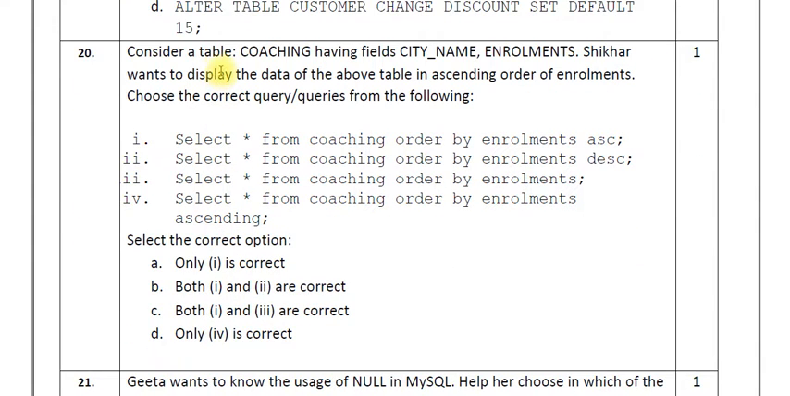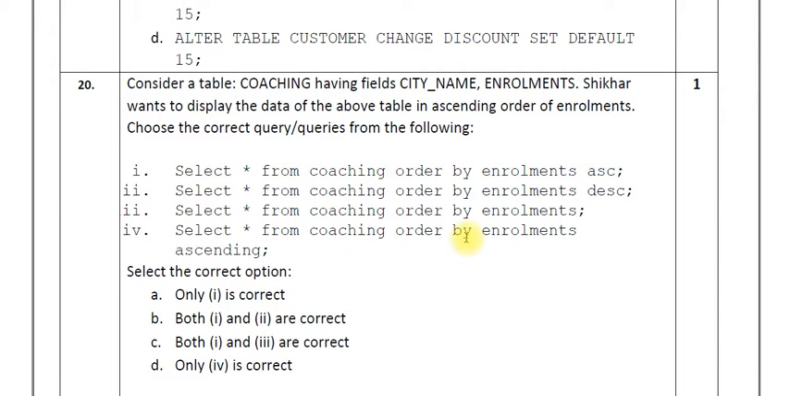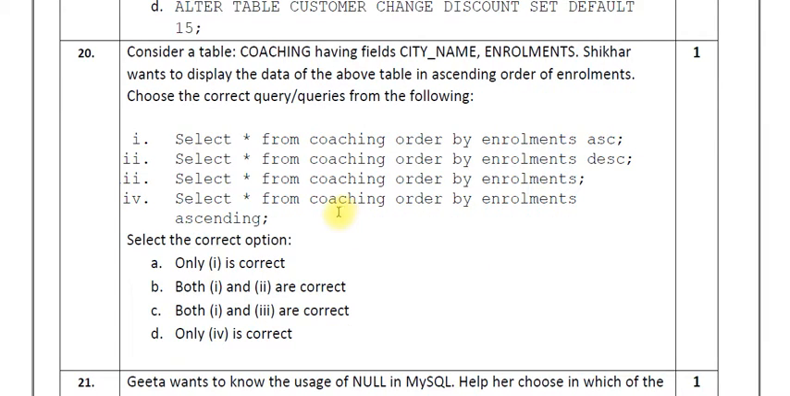Next we have: consider a table coaching having fields city, name, enrollments. Shikhar wants to display the data of the above table in ascending order of enrollments. Choose the correct query or queries from the following. So it means that we need to select the proper ascending order of enrollments. Okay, so as much as I can see, select star from coaching order by enrollments.